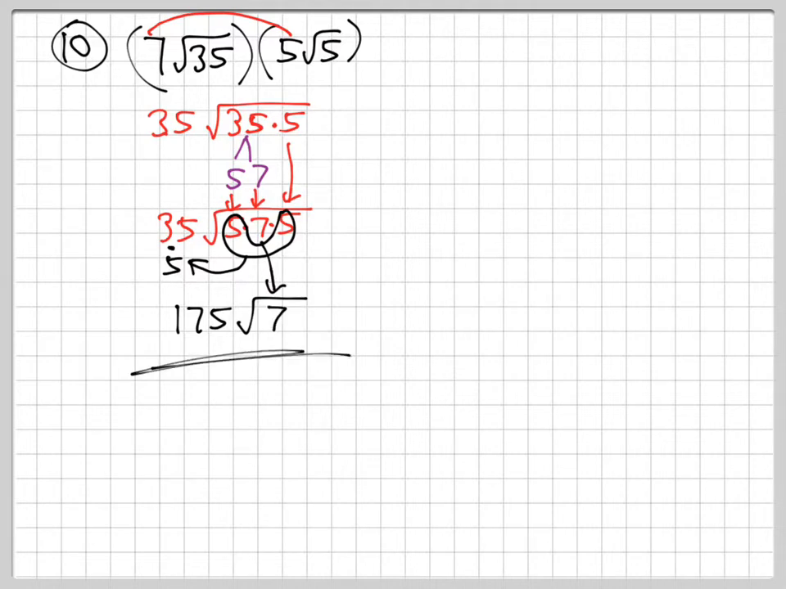And there it is. 175 root 7. So that is definitely fair game for the exam. We'll have one like that for sure. Is that good? Is that making sense? Questions I can answer on that? Is that good?